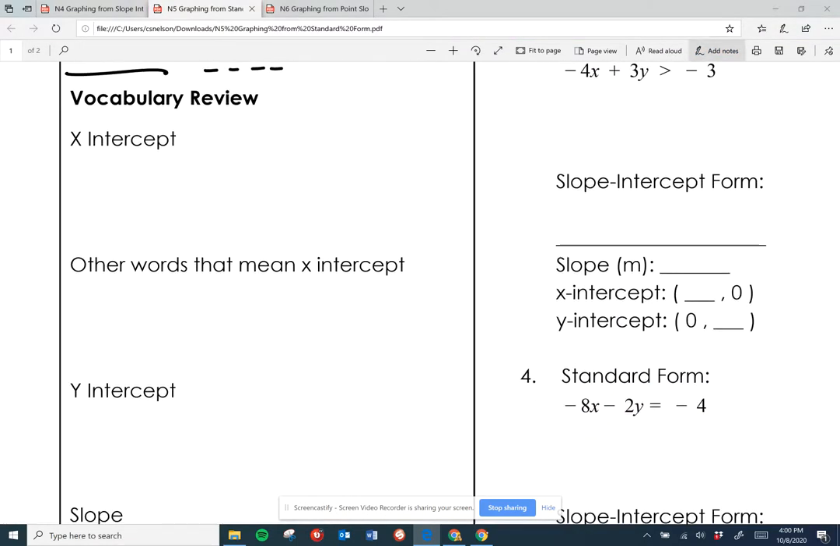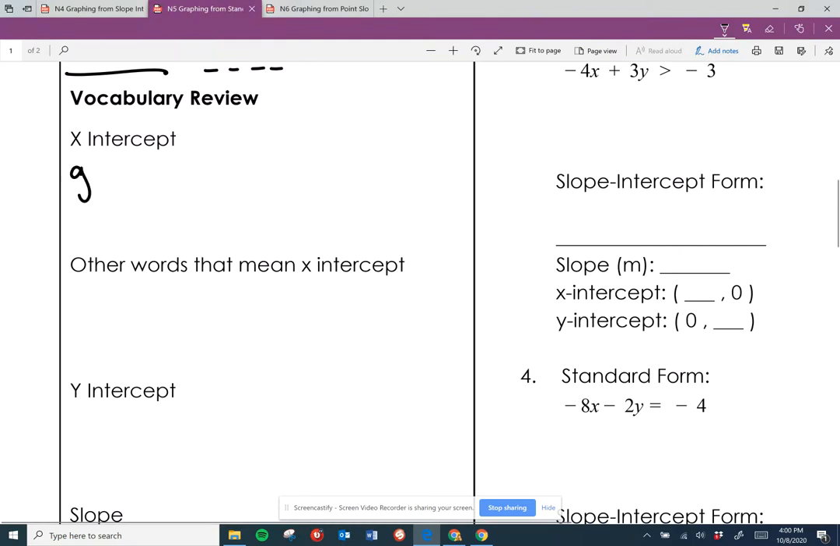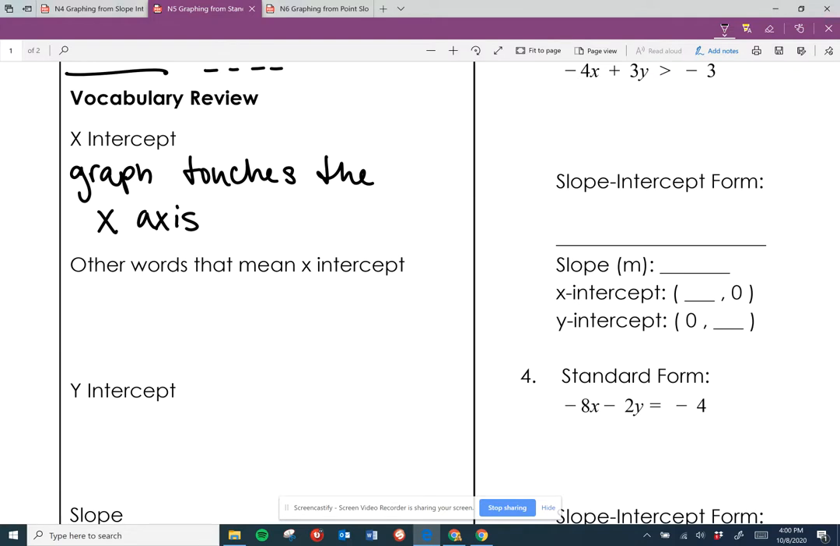The x-intercept is when the graph touches the x-axis. That is the horizontal axis. There are a few other words that are very important that mean the same thing as x-intercept, and they are solution, root, and zero. Solution, root, and zero.